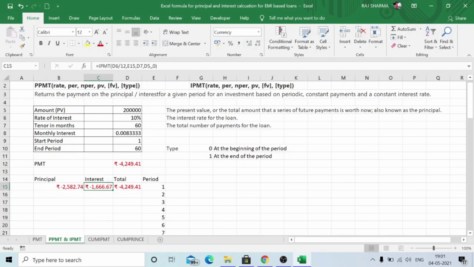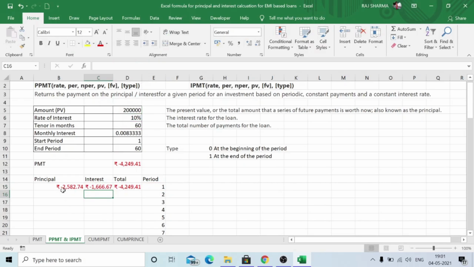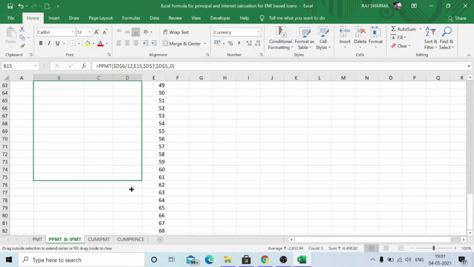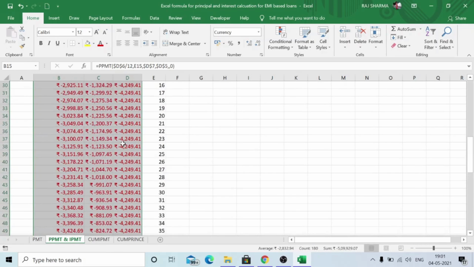Similarly, you have to do it for the interest also. So fix the D6, which is the interest rate. Fix the E5, E15. No, E15 we don't need to fix because it is going to remain relative. D7 is the period, it is going to remain fixed. D5 is the principal, it is also going to remain fixed, and then enter. So now when I drag this formula, I am going to get the entire repayment schedule.